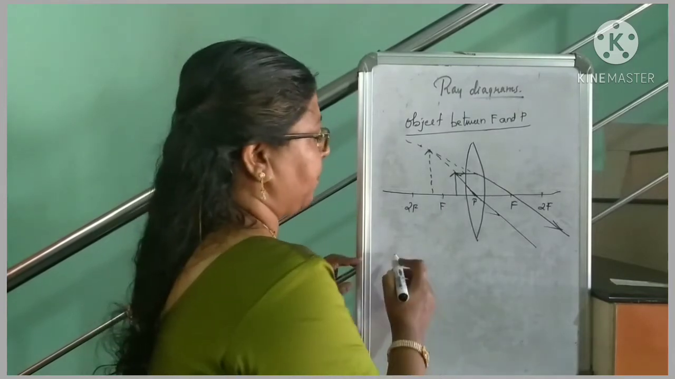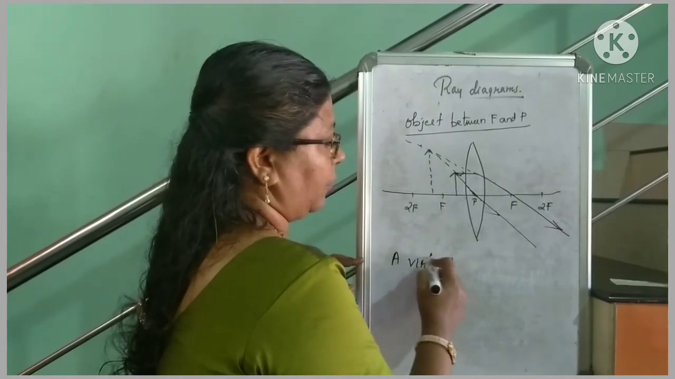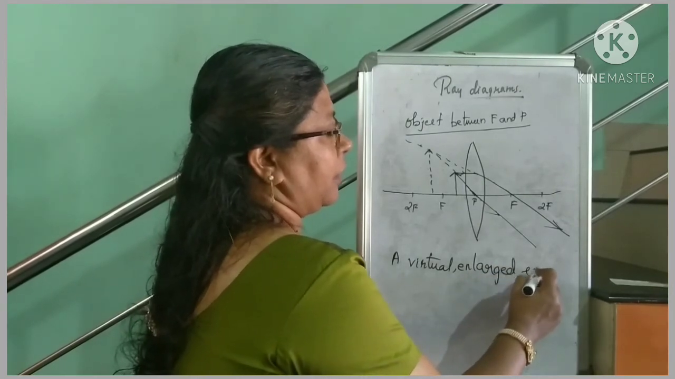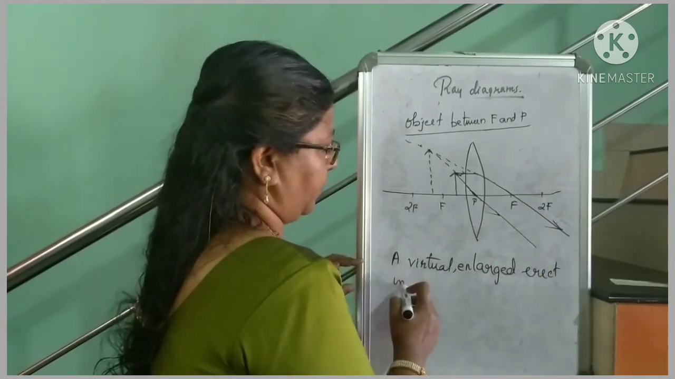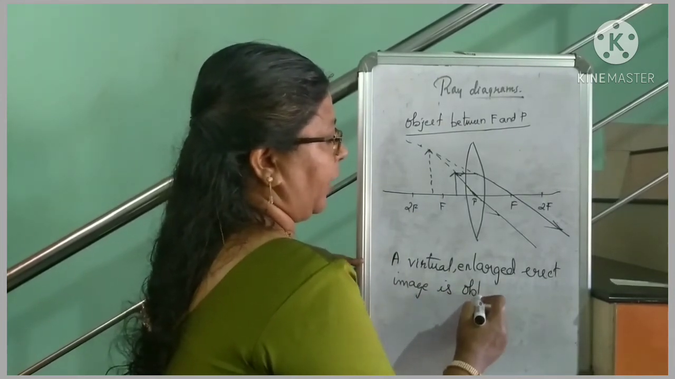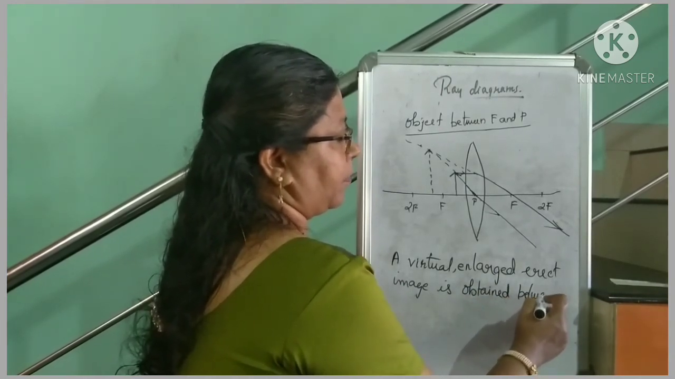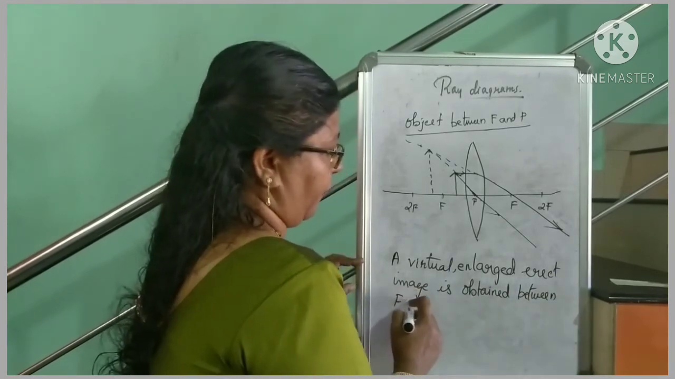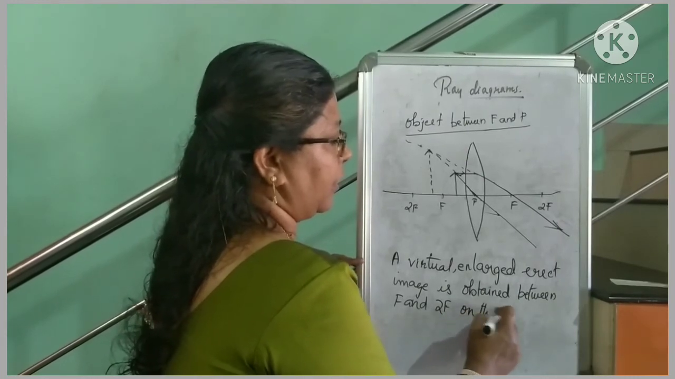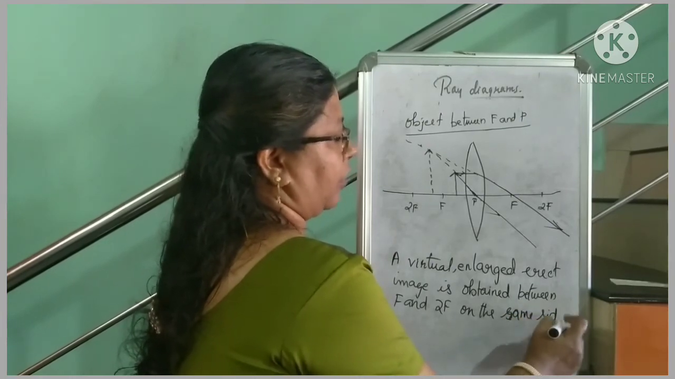How is the image? A virtual, enlarged, erect image is obtained between f and 2f on the same side of the object.